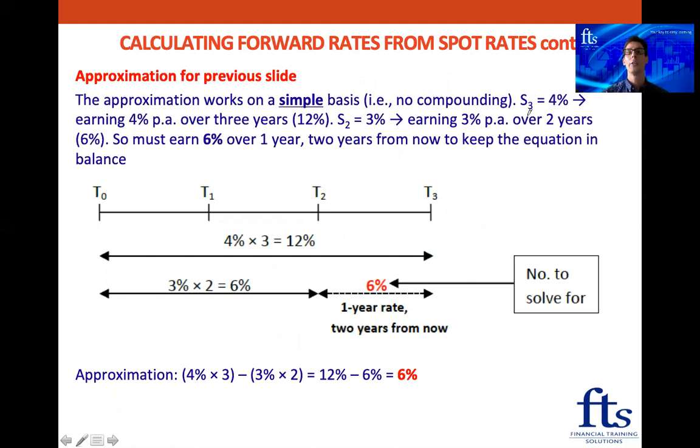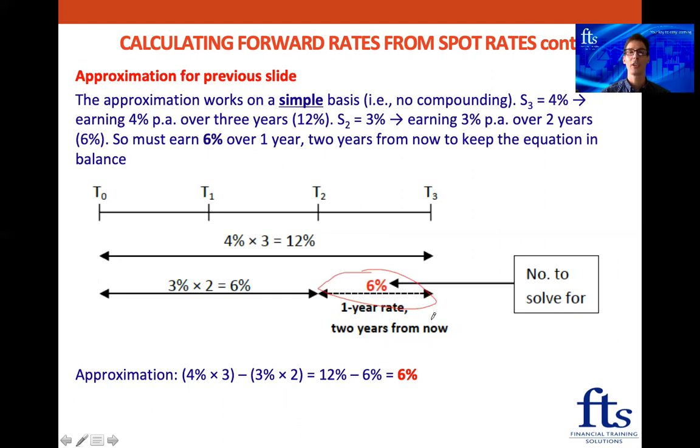The 3-year spot rate is 4%. What does that mean? We earn 4% per annum over 3 years, which is 12% over the 3-year period. And the 2-year spot rate was 3%, so we're getting 3% per annum over 2 years. That's 6%. This means we must earn 6% over 1 year, 2 years from now, to keep the equation in balance. And there we go. On the previous slide, I think it was 6.01.